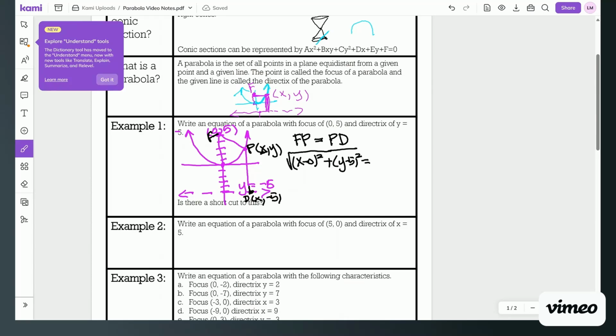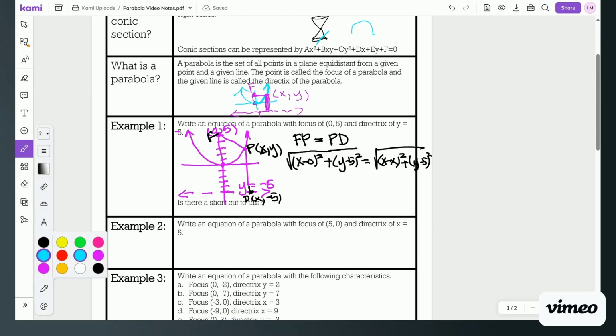And that's equal to going from P to D. So I have the square root of x minus x squared plus y minus 5 squared. All right, so underneath this, the square roots can go away. We'll square both sides, so let's go ahead and do that. I'm going to square both sides of this equation. That doesn't affect anything under the radical, it just gets rid of both radicals. Thankfully, there aren't any numbers outside the radical, so we don't have to worry about that.